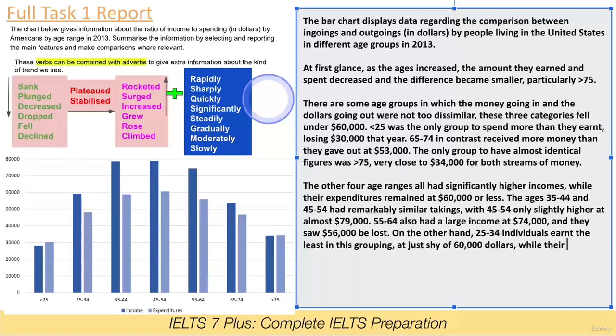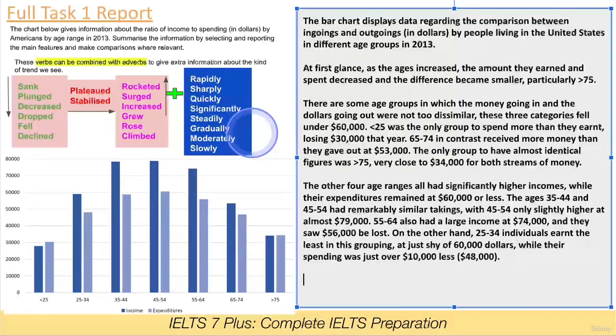While they're spending, well, it was just over 10,000 less. And then we could do a nice bracket to say about 48,000. Okay, let's read this back and see how it's sounding.